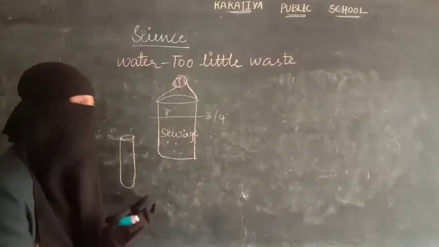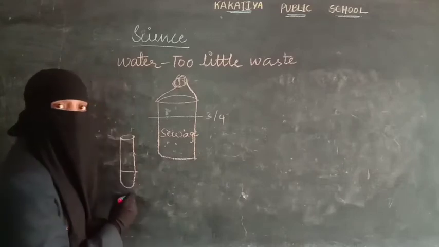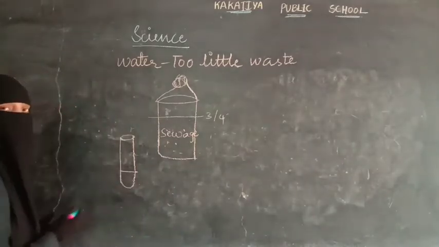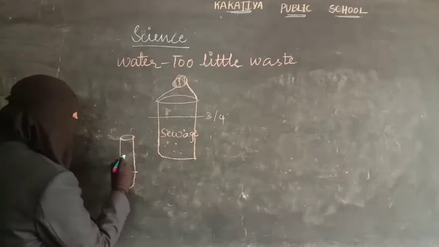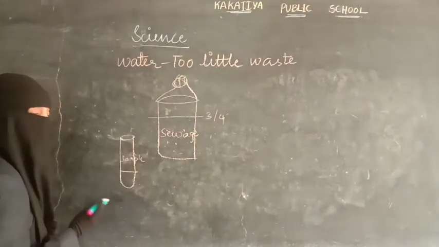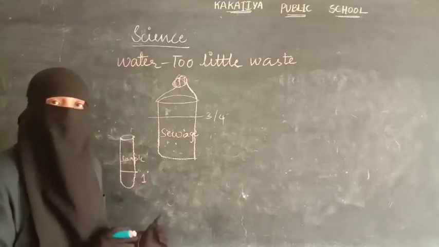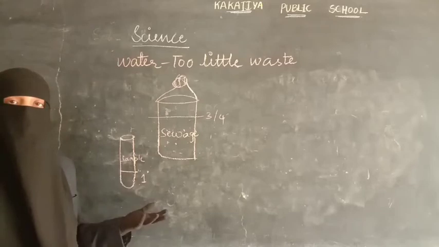Take some drops, 4 to 5 drops, some amount of this sewage water, I am going to collect in the test tube. And label it as sample before treatment. Sample before treatment, label it as 1. You have to remember what number 1 means. It means sample before treatment.